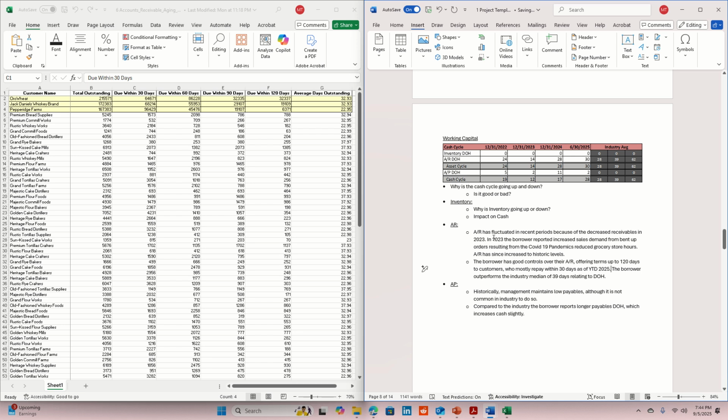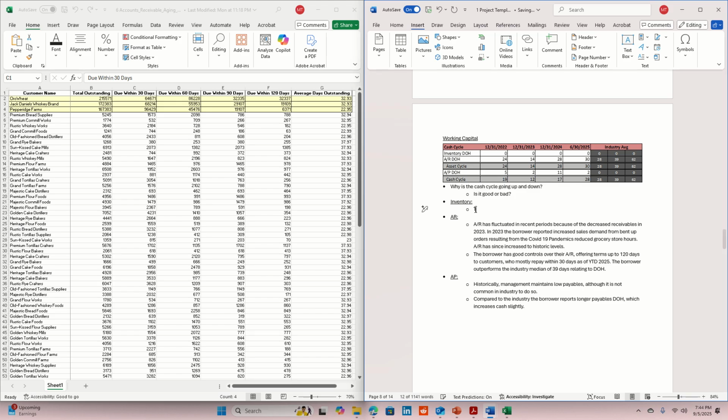Okay, so quick little statements. And then for inventory, you would say something similar. But since I don't have inventory, what I'm going to say is the borrower does not historically report inventory, period.